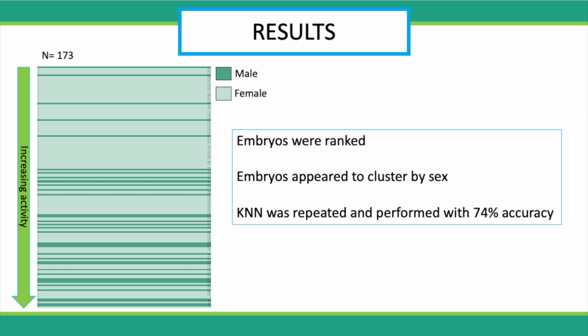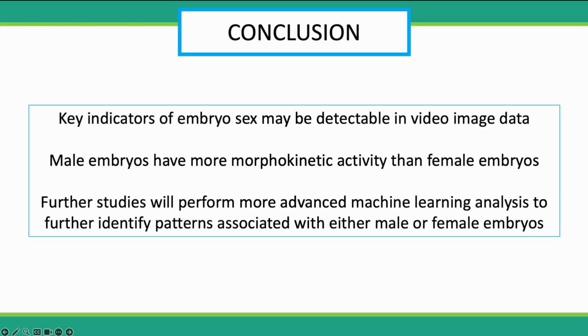We found that embryo sex did tend to cluster together, and when the KNN or k-nearest neighbors analysis was repeated, we had a 74% prediction accuracy in correctly predicting the embryo sex. All in all, we learned that key indicators of embryo sex may be detectable in video image data.